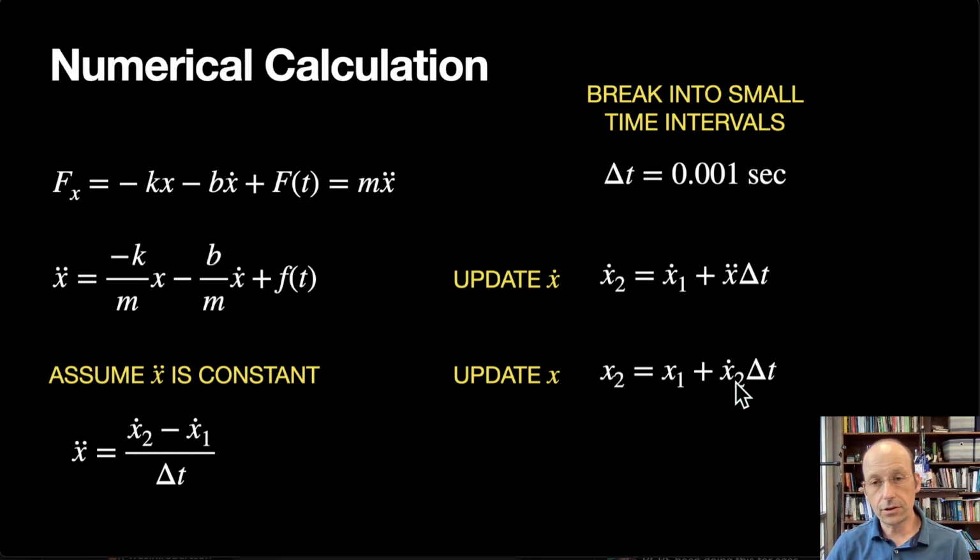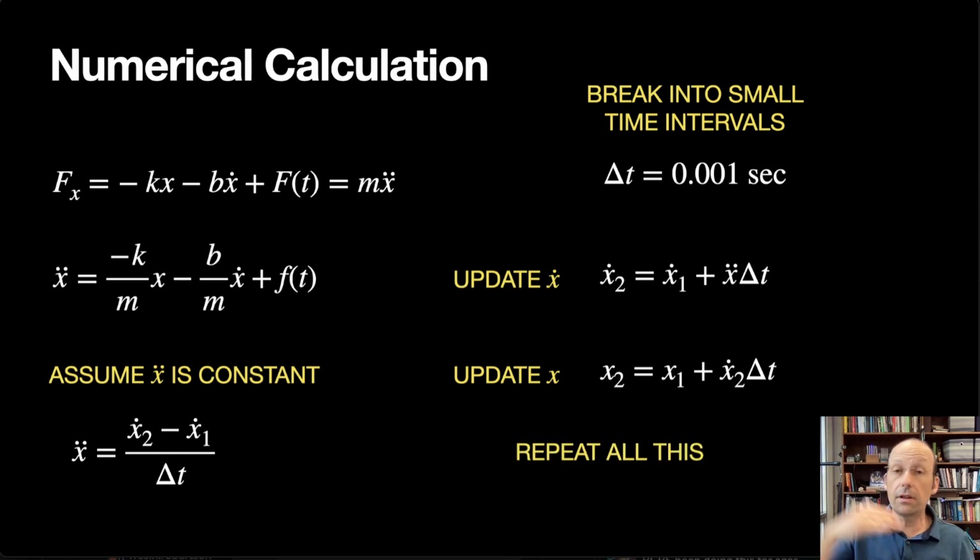Notice right here I have x2 dot, here I just have x double dot. That's because I can get x double dot by solving this equation, which is just an equation. And then I just found x2 dot, so I'm going to use x2 dot for the velocity. And then I can update the position. And then I just repeat all that. I go to the next time interval, I recalculate x double dot, I find the new x dot, I use that to find the new x. And since x dot and x are changing, x double dot changes. So it's a complicated thing, but I'm cheating by breaking it into small time intervals.